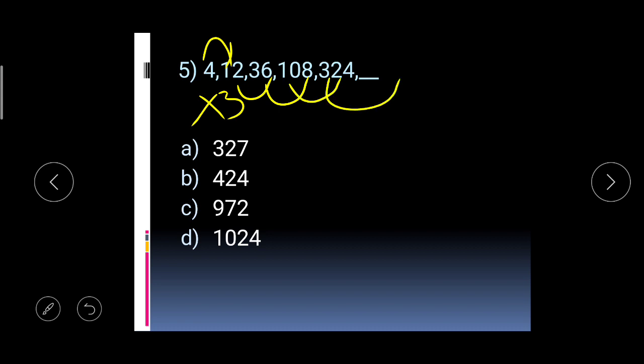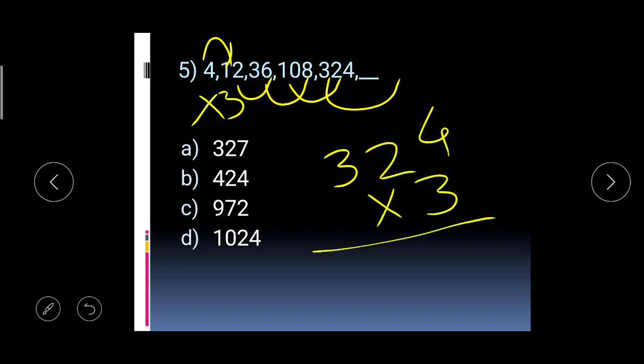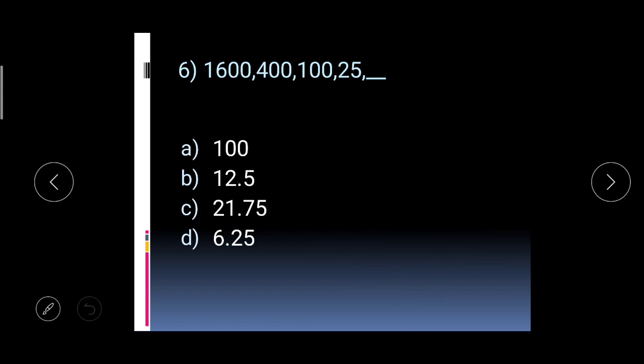So, how will we get the next term? We again get it by multiplying by 3. So, if you multiply 324 by 3, you will get the next term. So, the answer is 972.